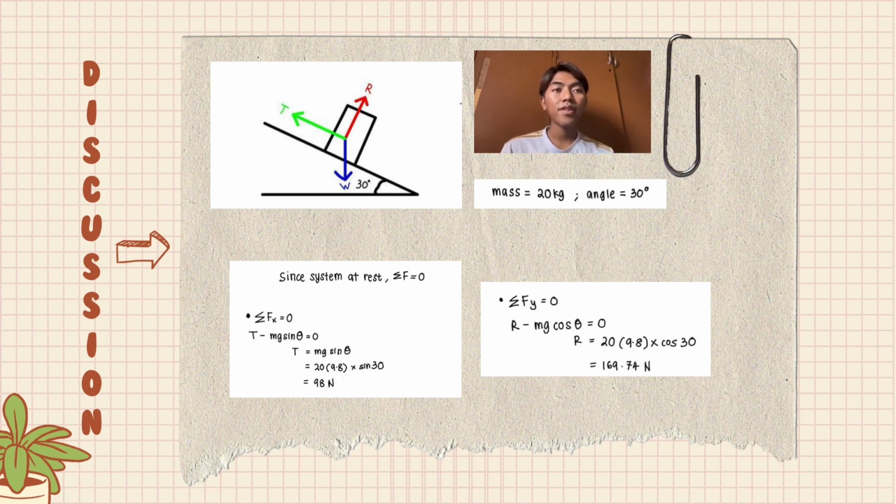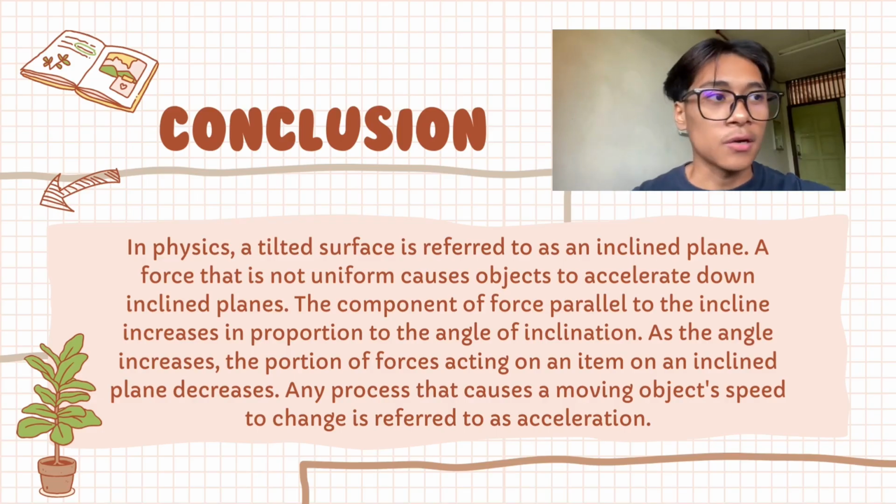Next, to find the reaction force, the formula is R minus mg cos theta equals 0. So we change the position and we put the value. We got R equals 20 times 9.8 times cos 30. So we got the reaction force is 169.74 Newton. So we are at the conclusion already.